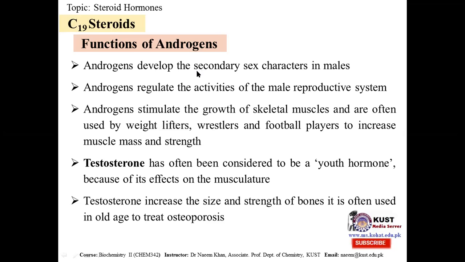So androgens have important secondary functions. They develop the secondary sex characteristics in males, and they regulate the male reproductive system activities. Also, they are used by weightlifters, wrestlers, and football players to increase muscle mass and strength. Testosterone is known as the youth hormone as it is used for the musculature, and testosterone, which is the most potent of the C19 steroids, is used to treat osteoporosis in old age.